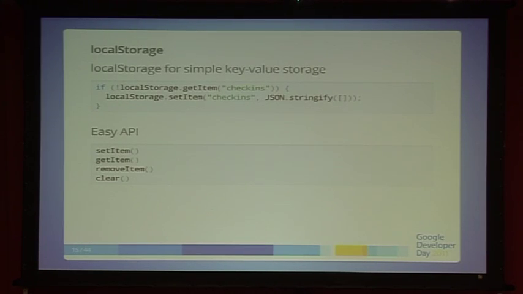So first off, web storage. Local storage is the first part of web storage. And local storage is for storing simple key value stuff. So you have a string key here, and you set that key to some other string. So this basically works like a regular JavaScript object that is just persisted between page reloads. So the API has 4 methods. You've got set, get, remove, and clear.